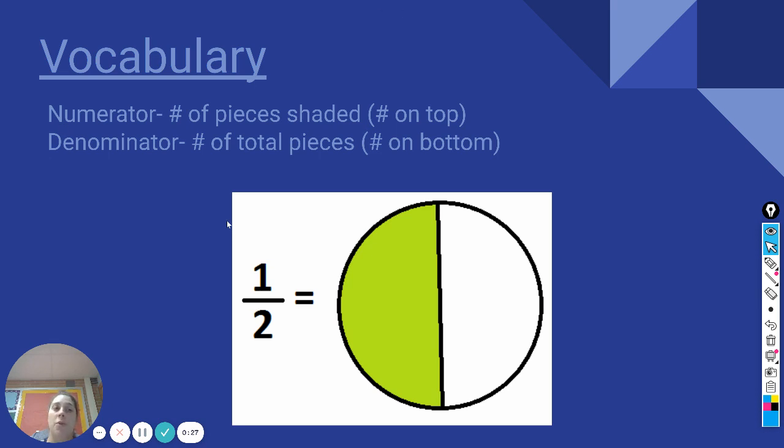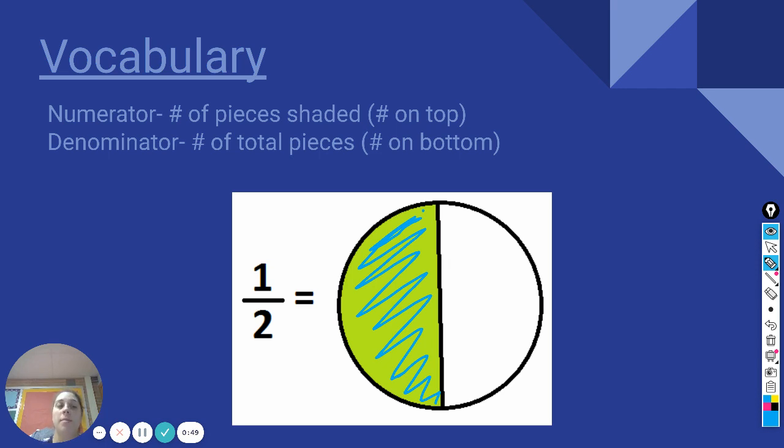First, we're going to go over some vocabulary terms. So the first vocabulary term you see here is numerator. Numerator is the number of pieces shaded, or the number on top. So if you look at our picture here, you can see that this piece is shaded. So one piece is shaded, and you can see that the number on top of our fraction is 1.